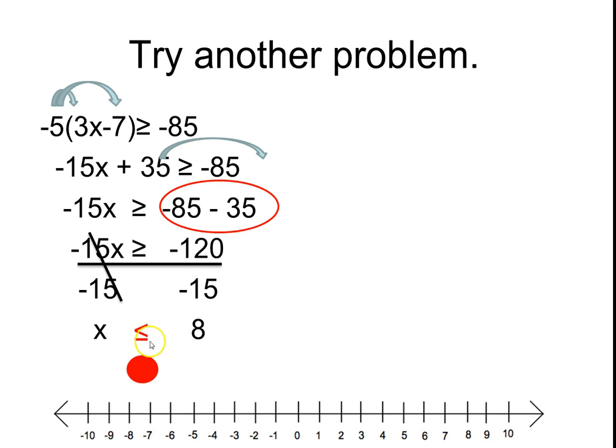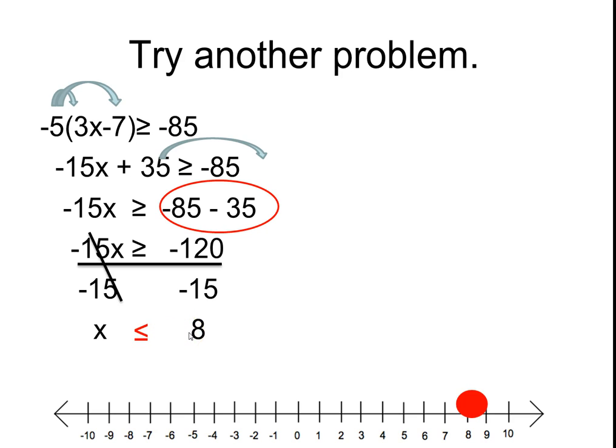And since it's equal to, we know our circle has to be colored in, doesn't it? Because 8 can be an answer. So we're going to send our little ball over there to 8. That's where it's supposed to be. And we are looking for numbers smaller than 8.